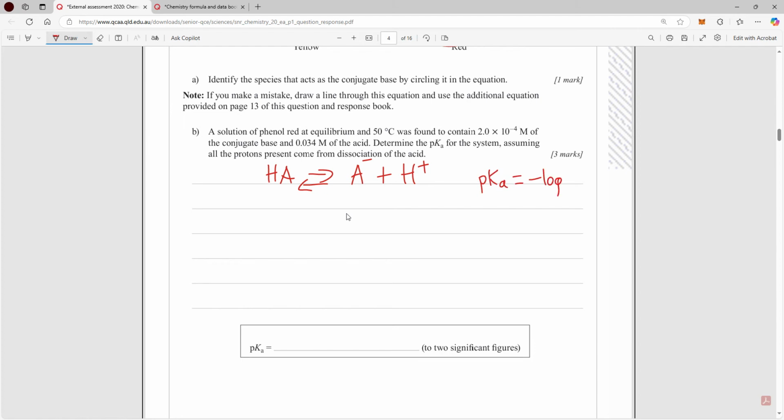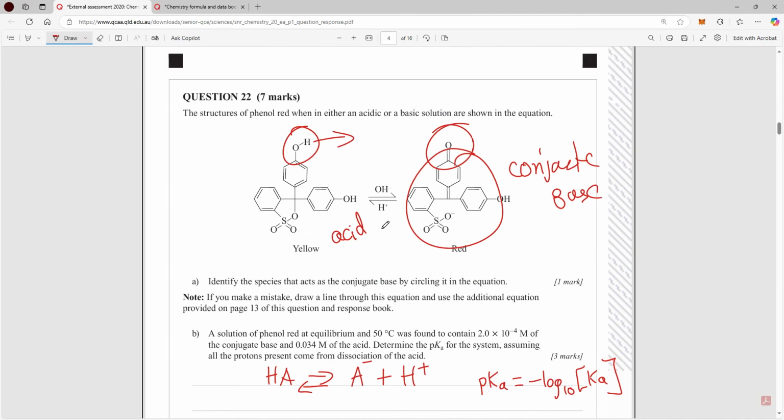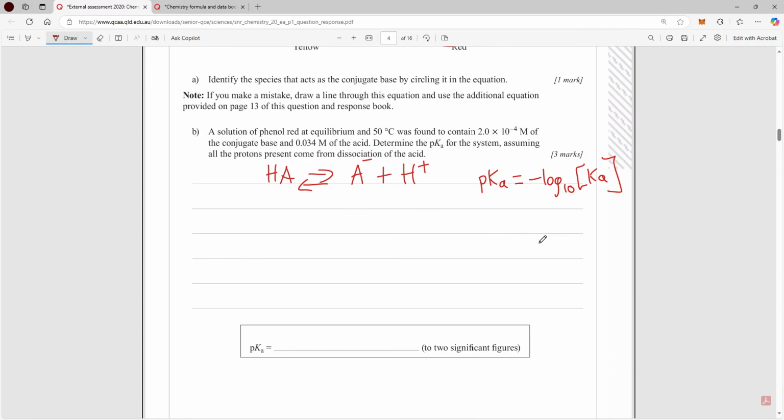pKa is negative log 10 of your Ka value. Your Ka value is your equilibrium constant for a weak acid, because that's what we have here. Okay, a weak acid. It's going back and forth because it hasn't fully dissociated, because you still have some of the acid and conjugate base. But this is generally how we could write it.